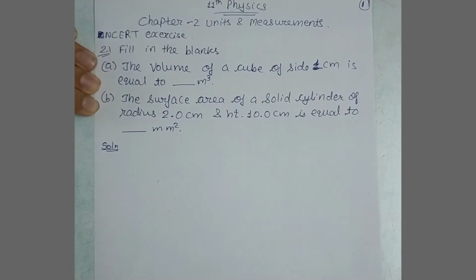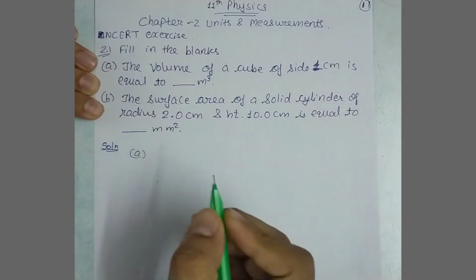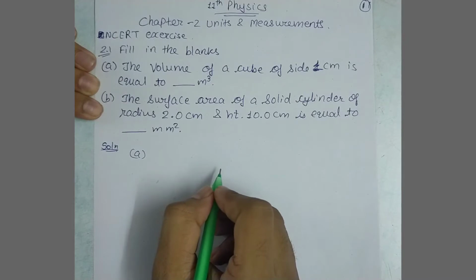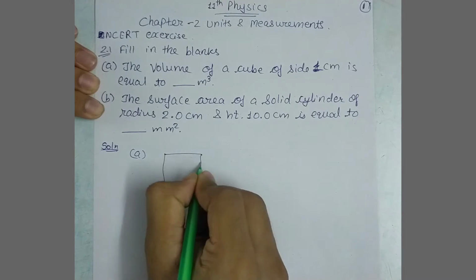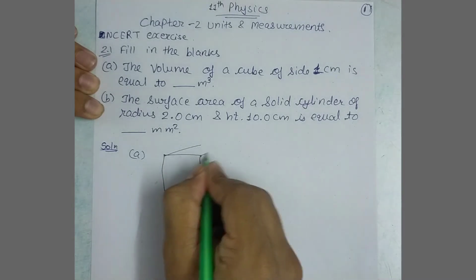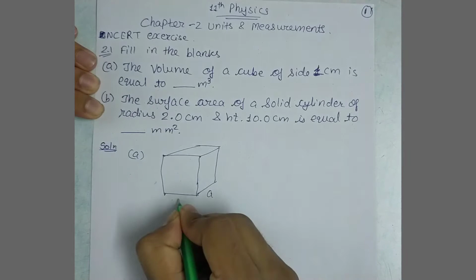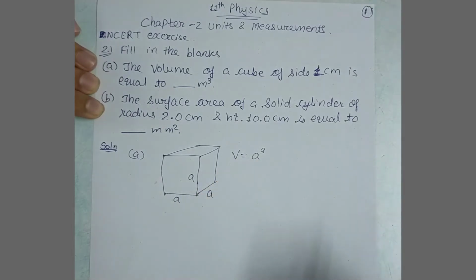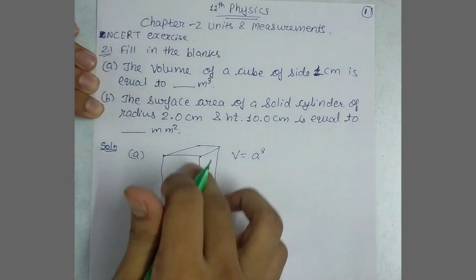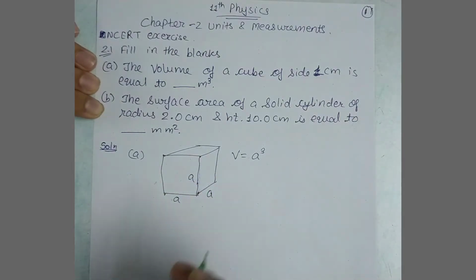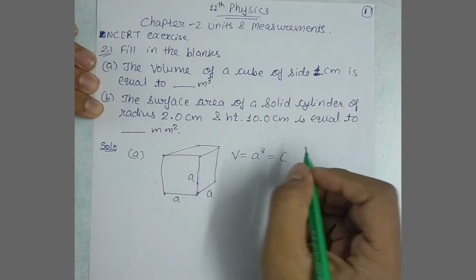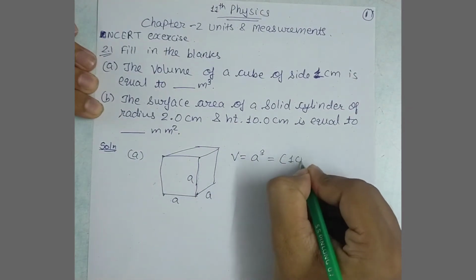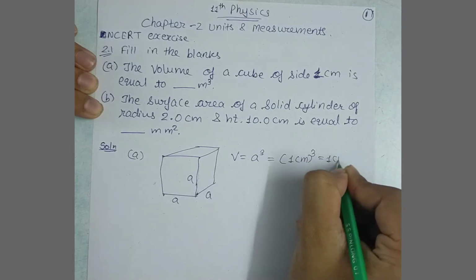In this particular problem, we have to solve some fill in the blanks. In question number A, the volume of a cube of side 1 centimeter is equal to blank meter cube. So, if we draw a cube of any side length a, then for a cube the volume is given by a raised to 3, that is a cube. a multiplied by a multiplied by a is the volume of a cube. If we substitute the value of volume, it is 1 centimeter raised to 3, that is 1 centimeter cube.